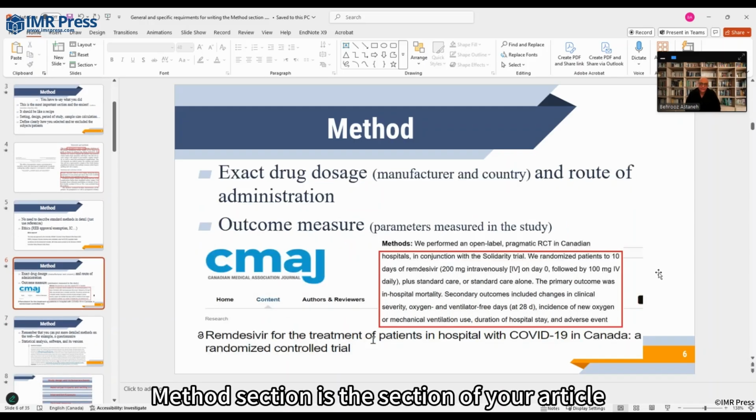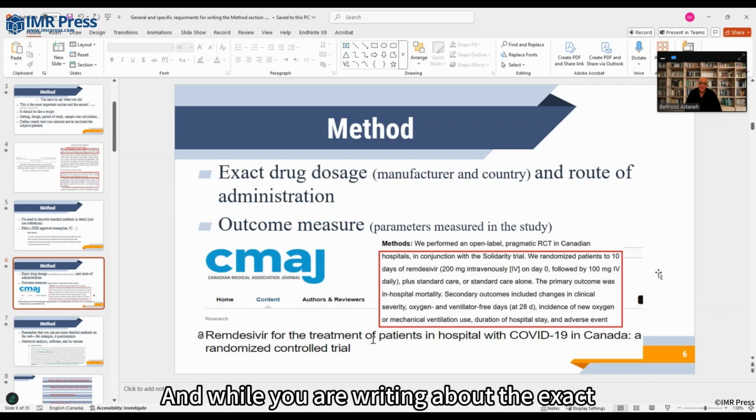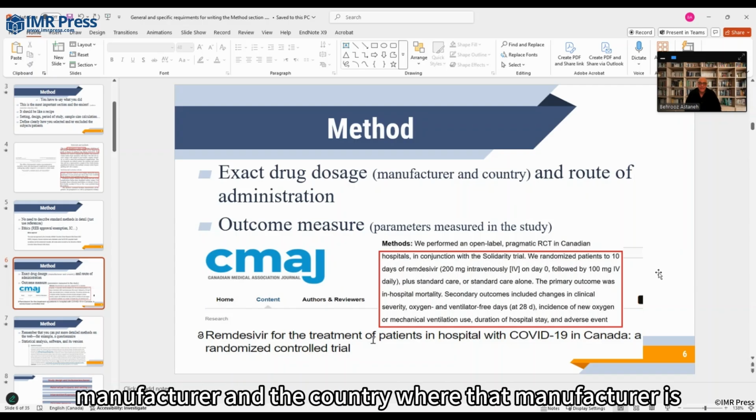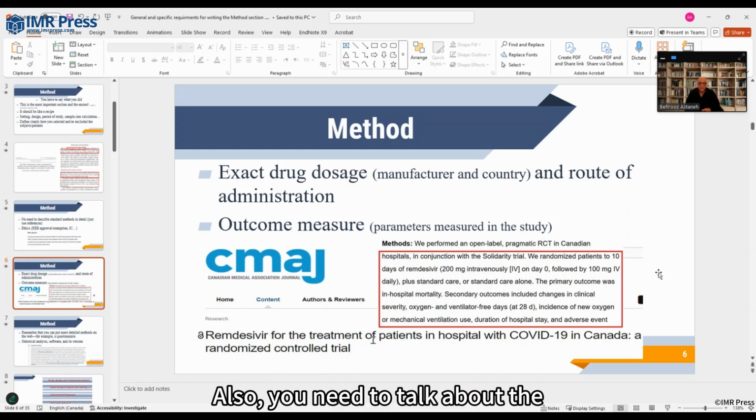Method section is the section of your article where you need to mention the exact drug dosages that you used for your patients. And while you are writing about the exact drug dosage, you need to write about the manufacturer and the country where that manufacturer is located, as well as the route of administration. Also, you need to talk about the outcome measures or those parameters that were measured in the study.